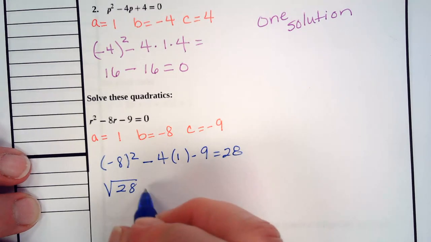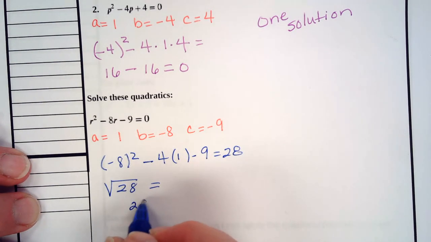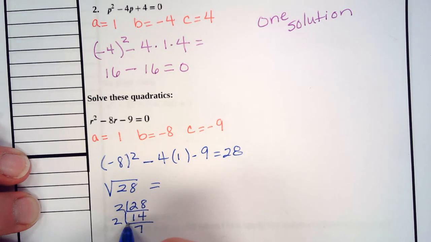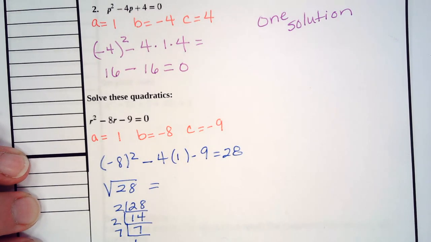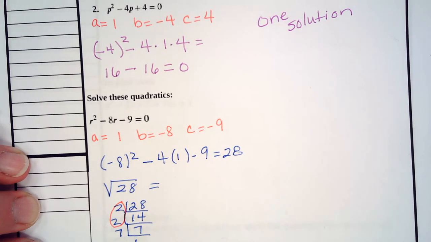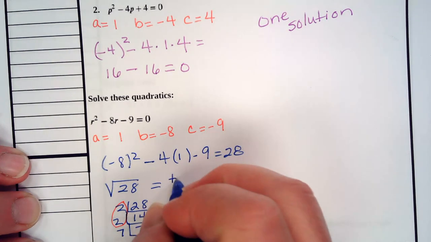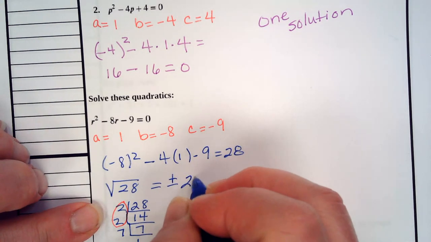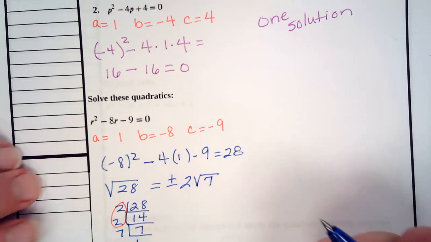So, 28, I can divide it by 2, I get 14. I can divide it by 2, I get 7. 7 is prime. Divide by 7, I get 1. I've got a pair of 2's that I can bring outside. So this is equal to positive or negative 2 square root of 7.